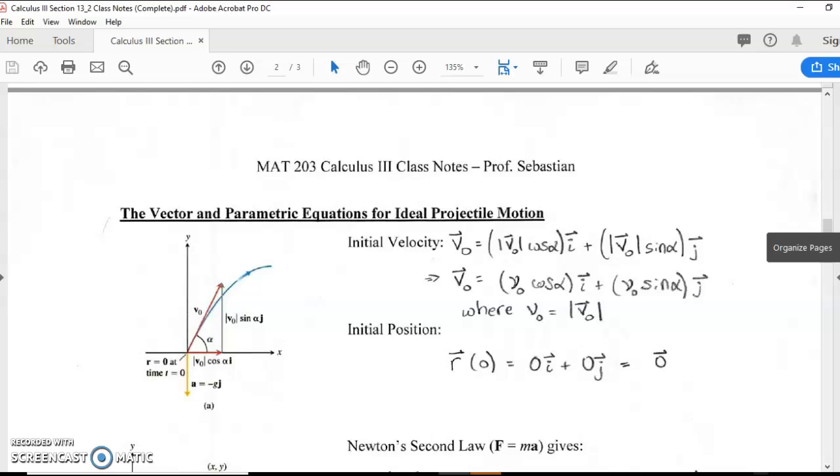But before we do that, I need to talk about the vector and parametric equations for ideal projectile motion. Now, when I say ideal projectile motion, imagine someone is standing at the origin, or imagine we're shooting from ground level at the origin of projectile. In this picture, it's from ground level, but somebody could be standing and shooting it from a higher level. Okay, but for right now, just imagine ground level.